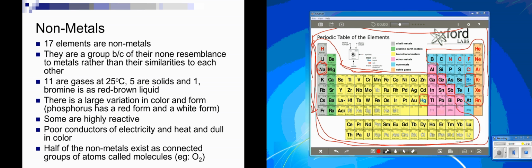Now there's a large variation in color and form. For example, phosphorus has a red form and a white form. Some are highly reactive and some aren't. But they are poor conductors of electricity and heat, and they're usually pretty dull in color. And half of the nonmetals exist as a connected group of molecules known as the diatomic elements. When we start talking about writing out these elements in chemical formulas, we'll be giving you that list of what the diatomic elements are. For example, oxygen, you'll never see oxygen by itself, it's going to exist as O2.